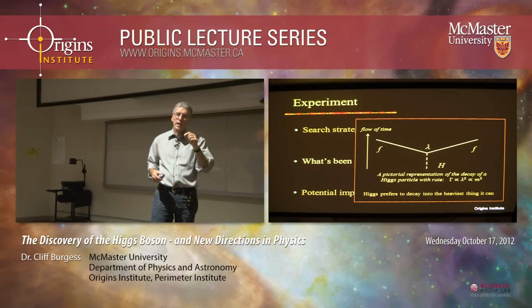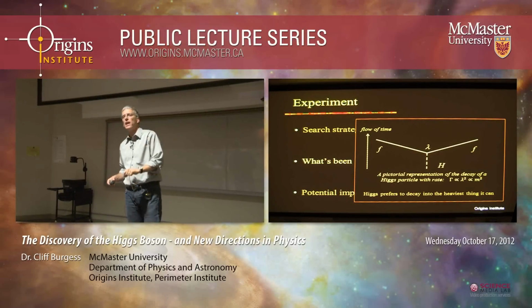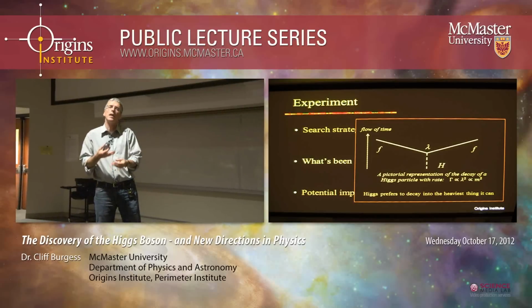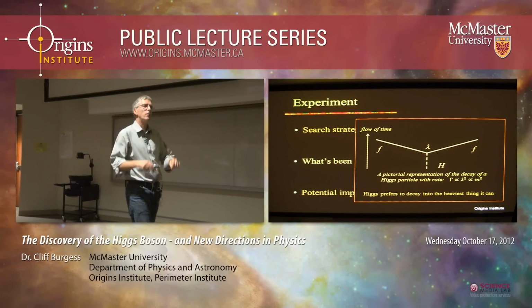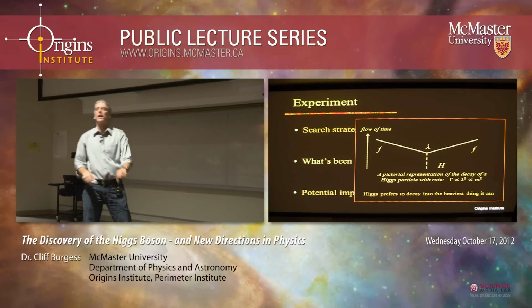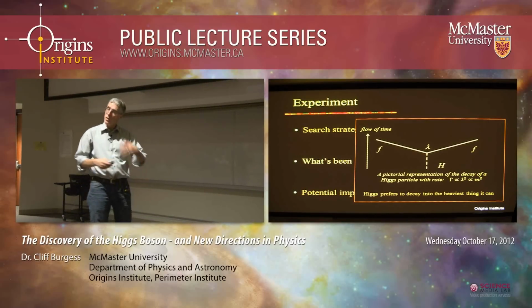And so the Higgs will like to decay into the heaviest thing it possibly can decay into that's lighter than itself. It can't decay into something heavier than itself and still conserve energy, but it can decay into things lighter than itself. And it'll find the heaviest one that it can, and it'll like to decay into that. So that's what the Standard Model Higgs should do.